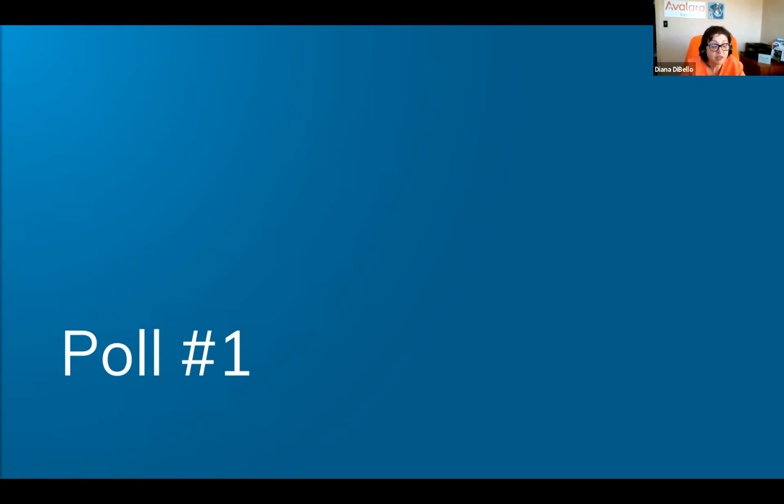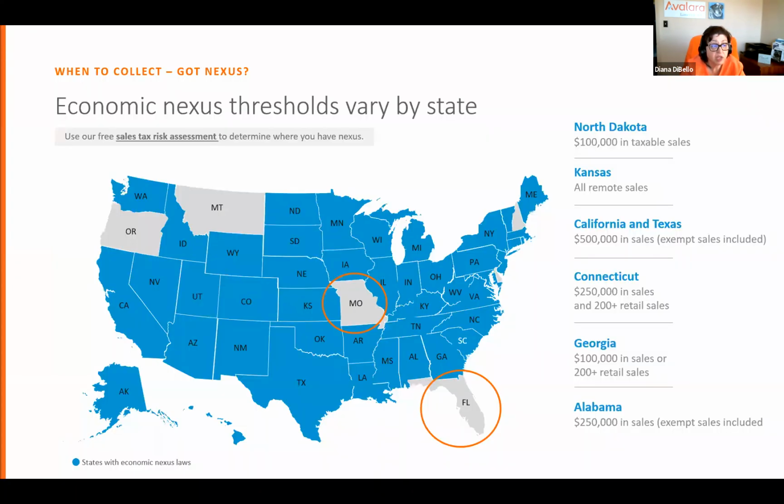All right, so the economic thresholds we mentioned vary by state. This will give you an idea of some of the different thresholds in some of the states. But just a note on the poll itself: I heard a statistic today that of our customers who get a nexus study done, I believe 80% of them identify more states than they thought they had nexus in. So even if you don't think you have nexus in other jurisdictions, you may.